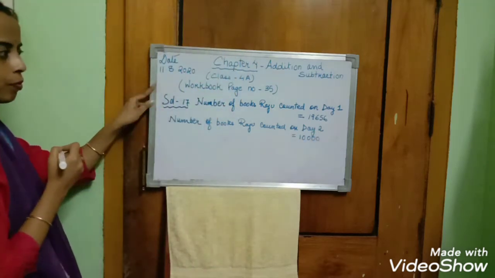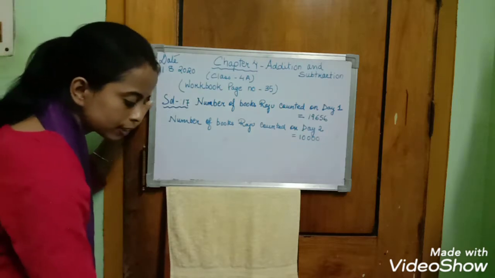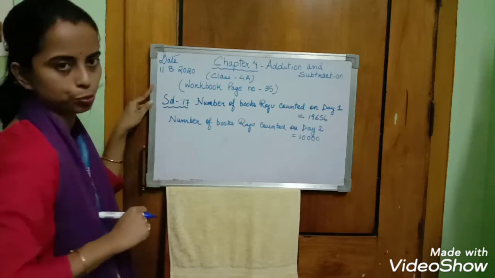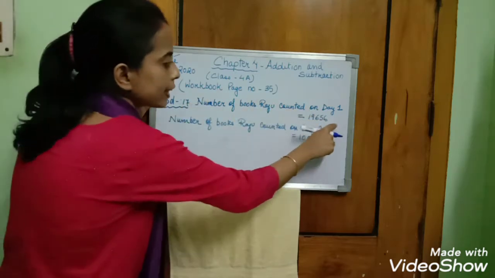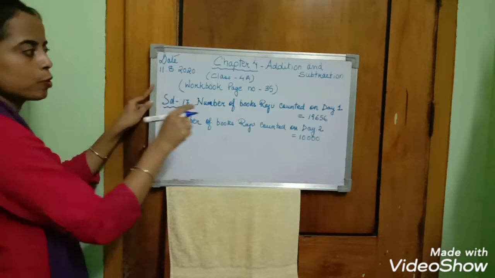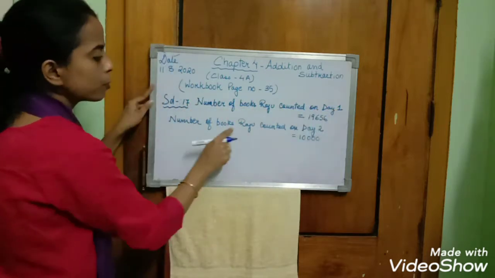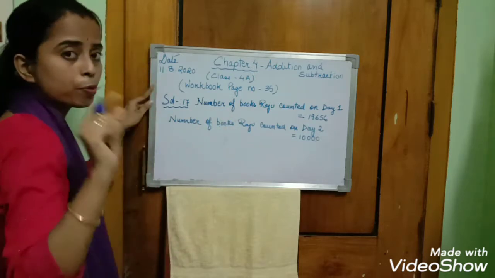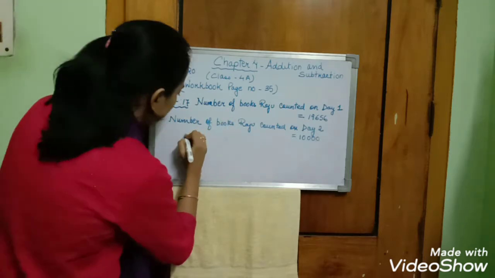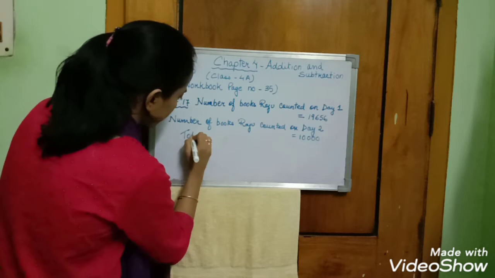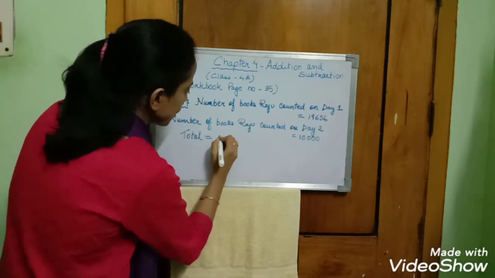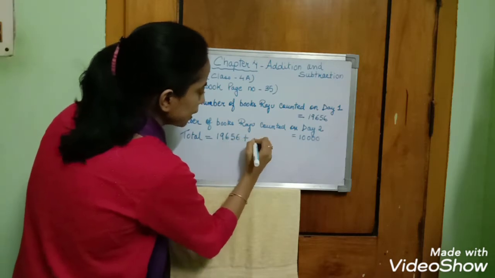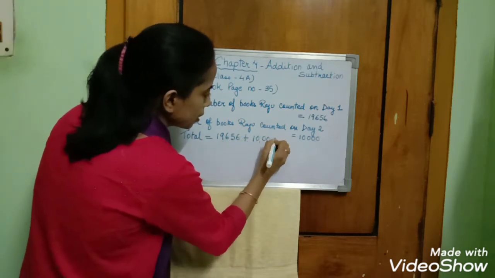10,000 books. Now the question is asking how many books does the school library have? So to find out the number of books in the school library, what do we have to do? We have to add both: the number of books Raju counted on day 1 and the number of books Raju counted on day 2. So total equals 19,656 plus 10,000. How much will it be?